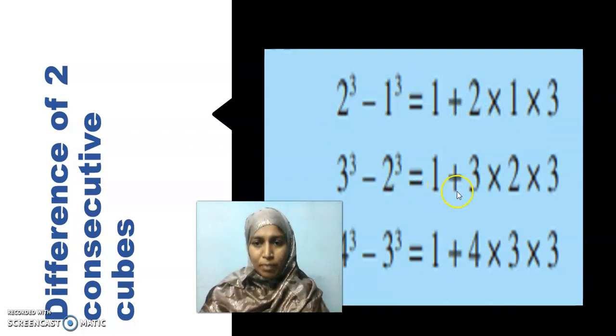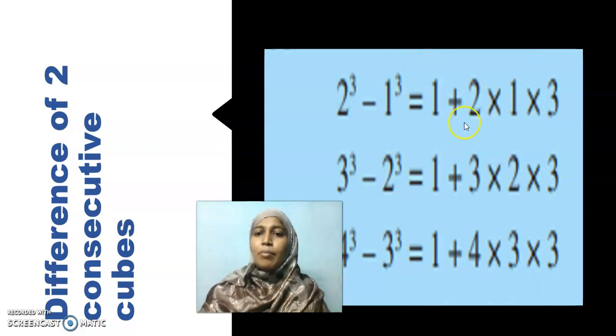Again start with 1 plus. Then 3 into 2 into this 3. Then again 1 plus 4. This is the number here. 4 into 3 into 3. This 3 is fixed for all. And this is also fixed for all.